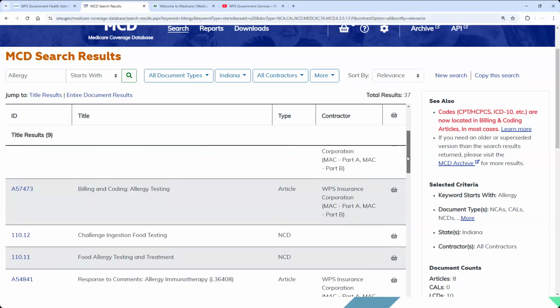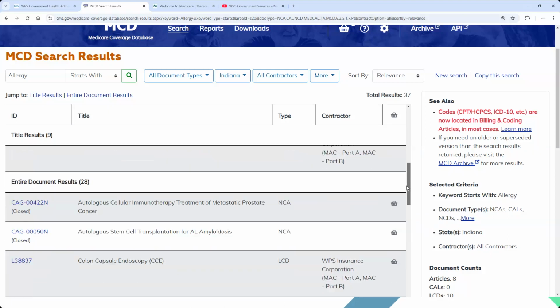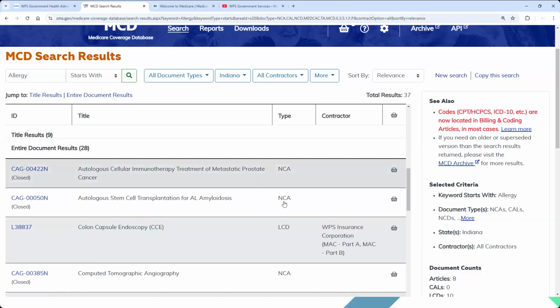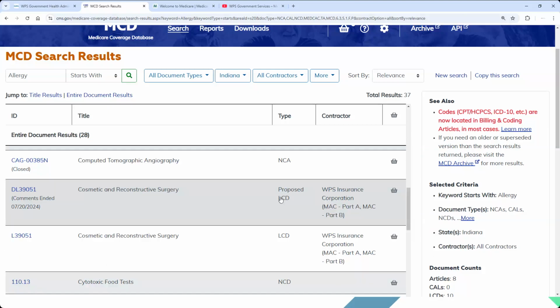If we continue to scroll down, all of the entire documents are published in here, and a lot of people ask what that means. National coverage analysis used to create an NCD, old local coverage determinations or existing coverage determinations. Let's keep going. Proposed local coverage determinations. So we're talking about changing something. Here's what you have to know. And then again, just kind of scrolling through, you can see LCDs, NCDs, all of those different types of things.